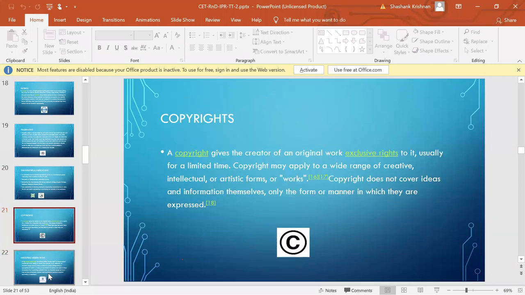And copyright, as I mentioned to you earlier, relates to a work of art. Incidentally, copyright is also assigned to software. A software or a program coding cannot be patented. However, you can hold a copyright on that.